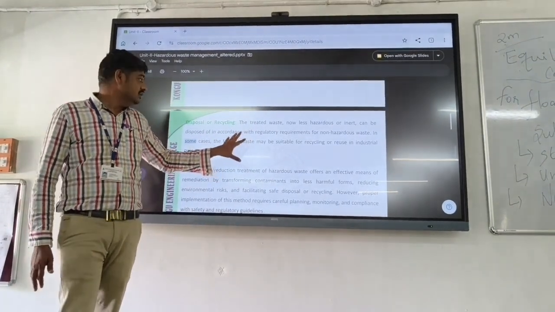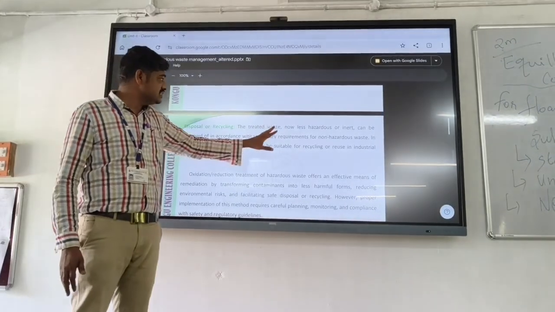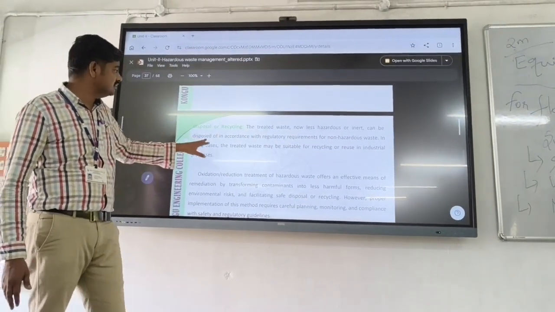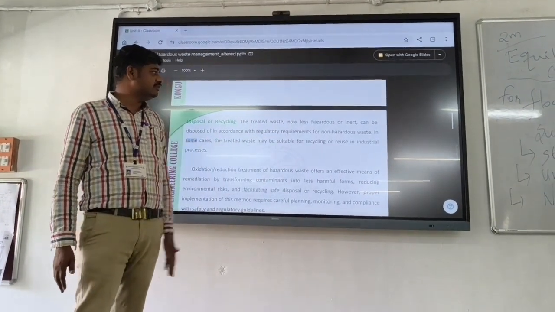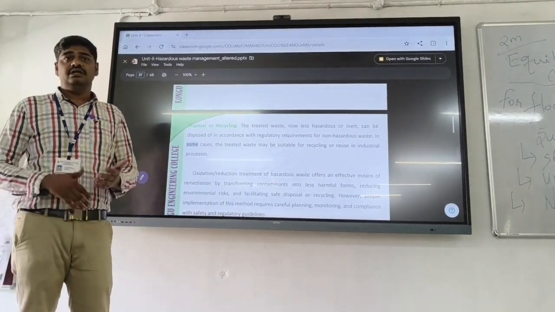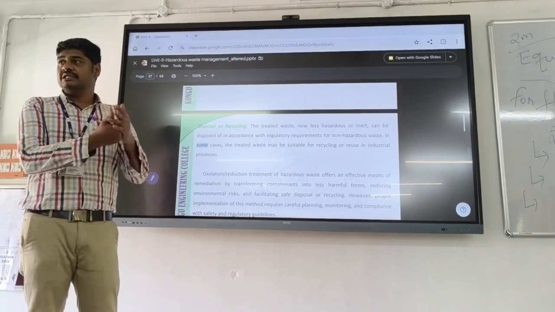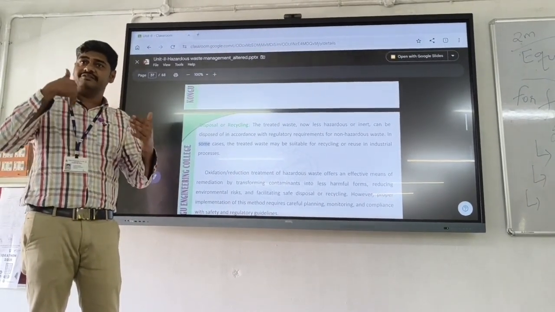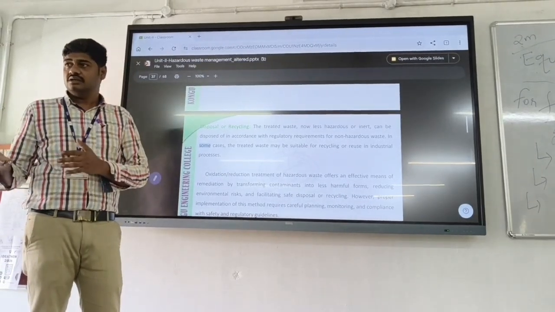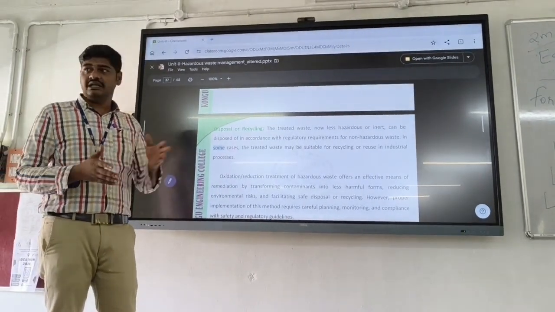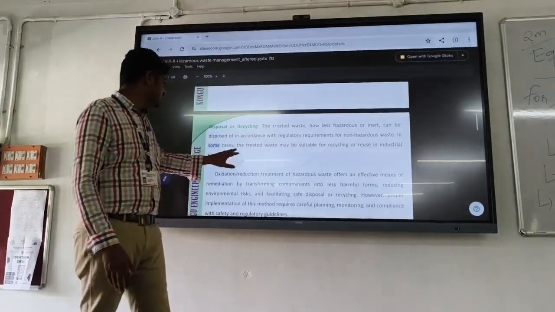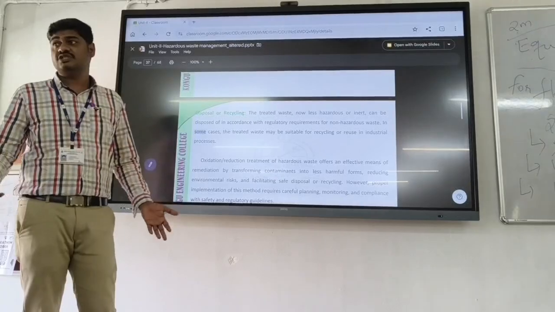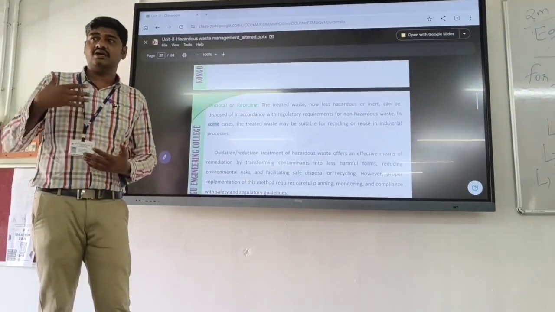Disposal and recycling. The treated waste, now less hazardous or inert, can be disposed of in accordance with the regulatory requirements of non-hazardous waste. In the beginning, the material was hazardous, but after the treatment by redox reaction, it is converted into this inert material or non-hazardous waste. In some cases, the treated waste may be suitable for recycling or reuse in industry. It may once again be used as an ore material.